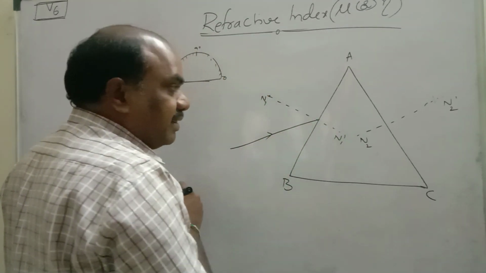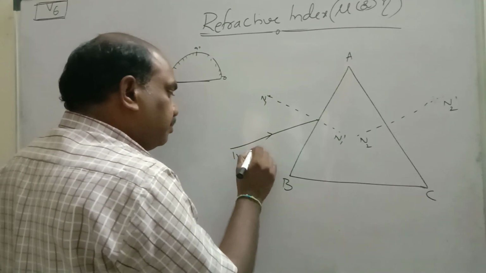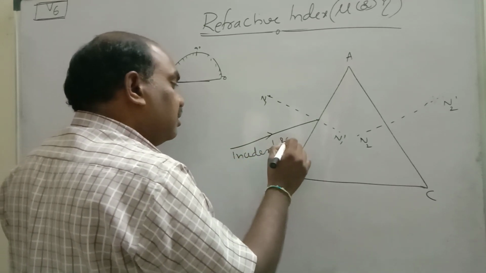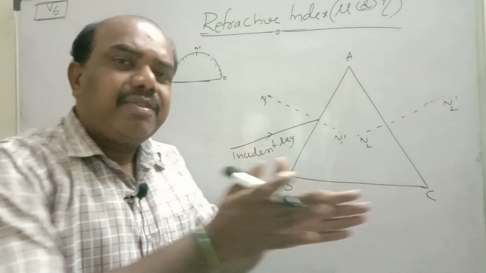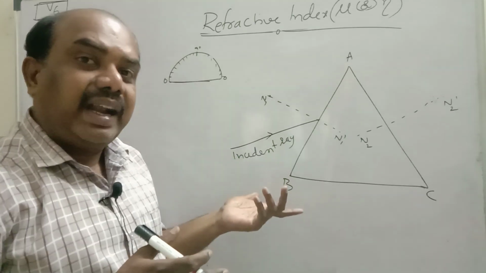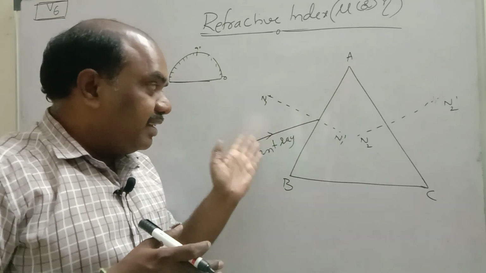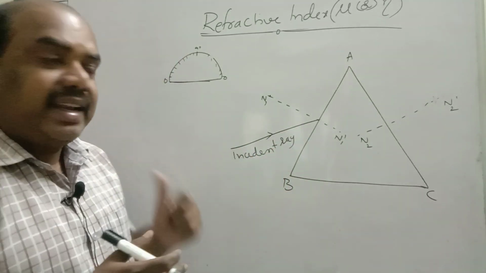If you focus laser light, what will happen? This is called the incident ray. Sir, what is meant by incident ray? Incident ray means the ray coming from the source of light. Where is the light ray coming from? It is coming from the laser light. So this is the incident ray. This ray falls on the lateral surface of the prism.